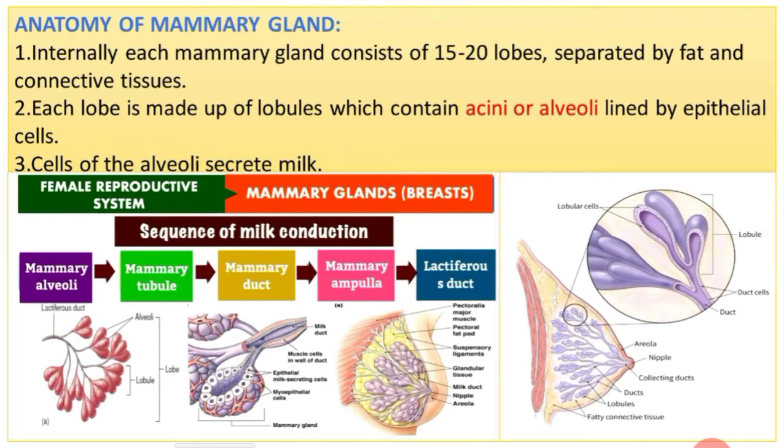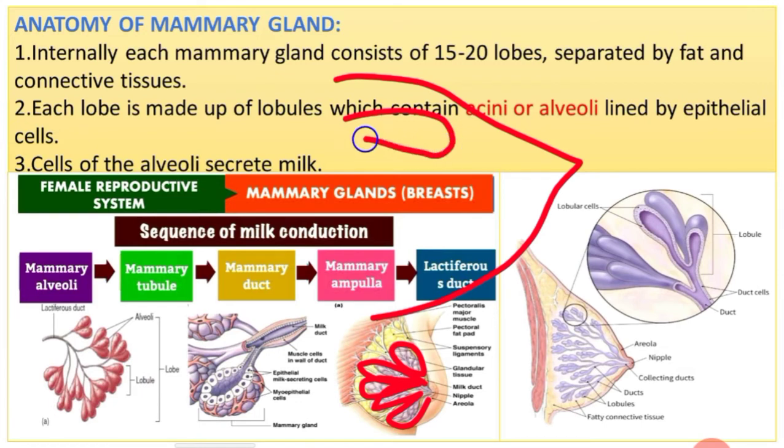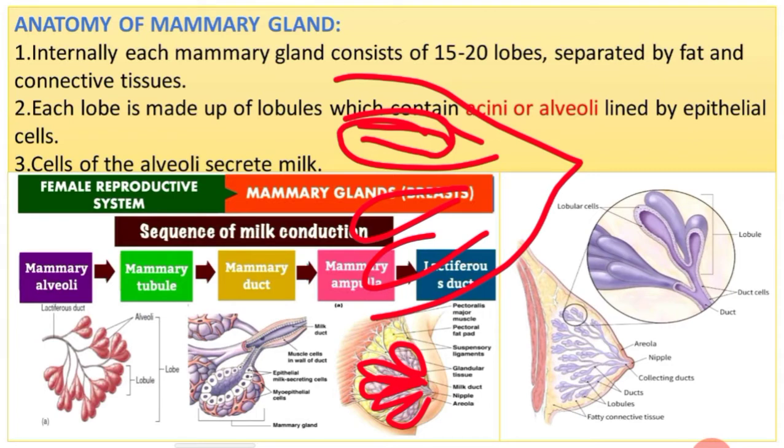Internally, each mammary gland consists of 15 to 20 lobes. See, these are the lobes. Will you be able to see? These are the 15 to 20 lobes. The lobes are separated by fat and connective tissue. Imagine this is a mammary gland. The mammary gland has 15 to 20 lobes. These lobes are separated by adipose tissue and connective tissue. Got it? How many lobes are there? 15 to 20 lobes, which are separated by fat and connective tissue.